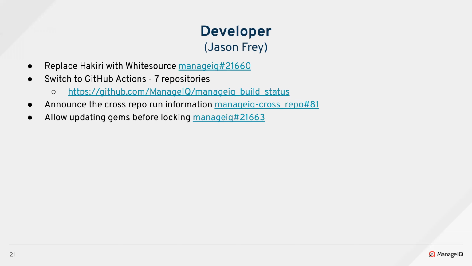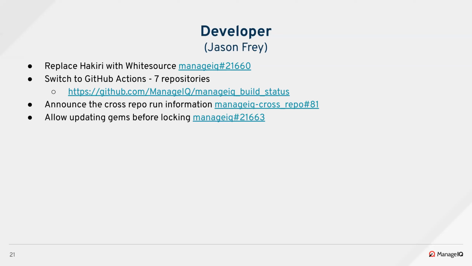On the developer side, we finished replacing Hakiri with WhiteSource. This is one of the things that contributed to that huge spike in the graph. WhiteSource checks for dependency CVEs. Similar to Dependabot, but it comes up with different answers. So we're going to use both. That has been done across the entire org, so that's done. We also continued switching to GitHub Actions, so 7 repositories in this particular sprint.